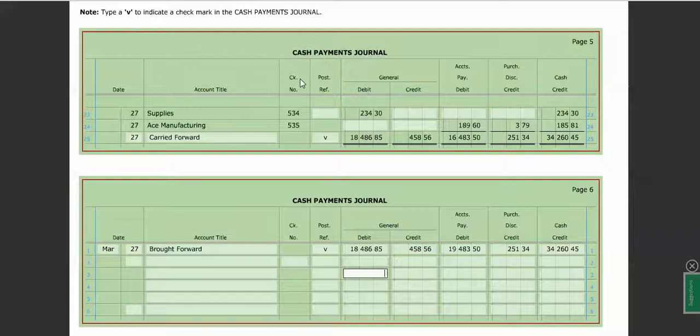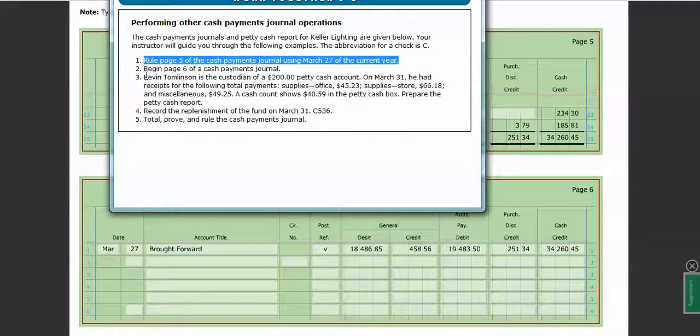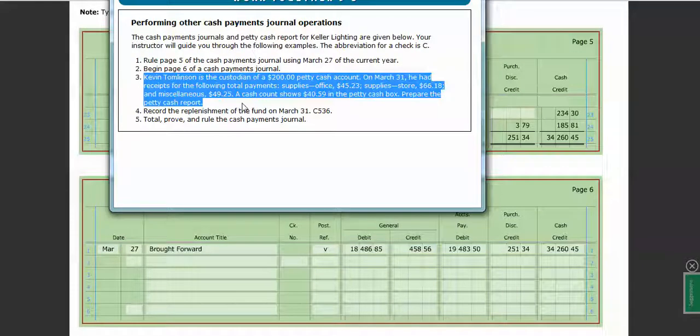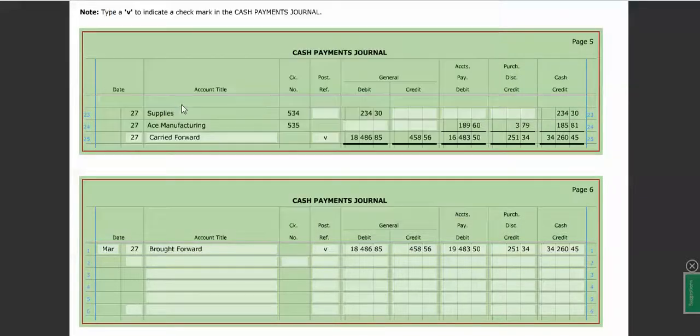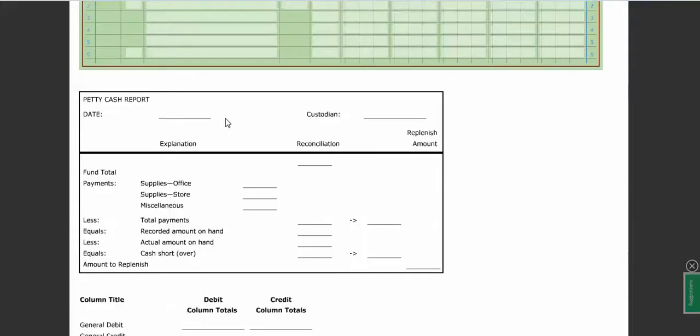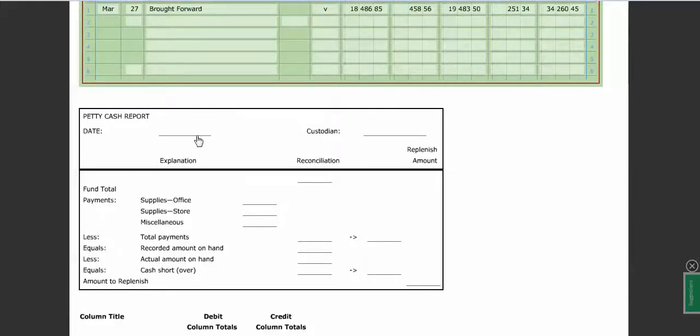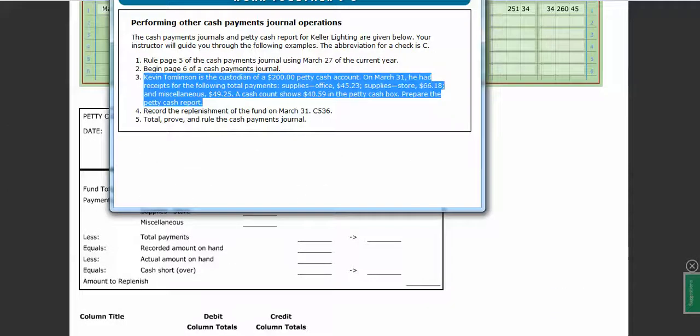Now, if you look at the next set of instructions, it says Kevin Tomlinson, the custodian of a $200 petty cash account on March 31st, had receipts for the following total payments: supply office of $45.23, supply store for $66.18, and miscellaneous for $49.25. A cash count shows $40.59 in the petty cash box. Prepare the petty cash report. So we're going to scroll down here. If you notice in the assignment, it does have the petty cash report. Okay, let's take a look at our example.